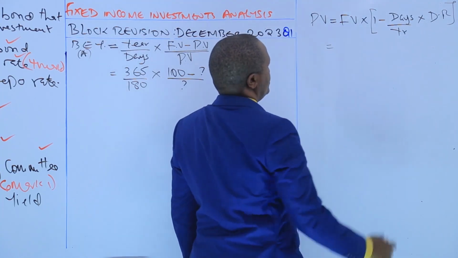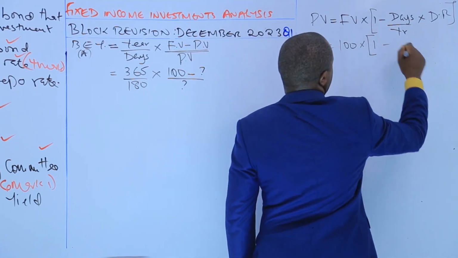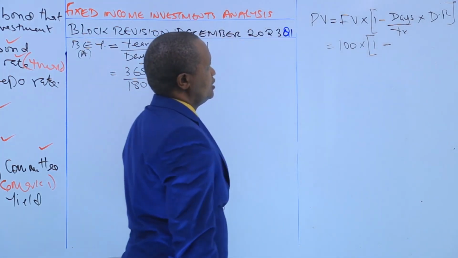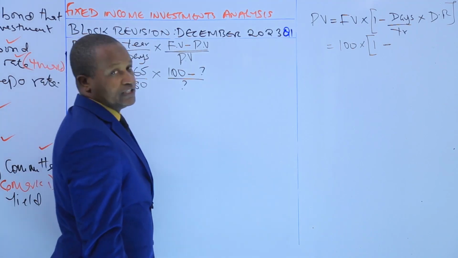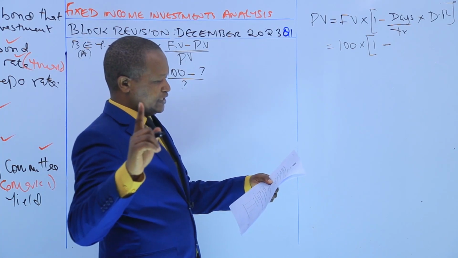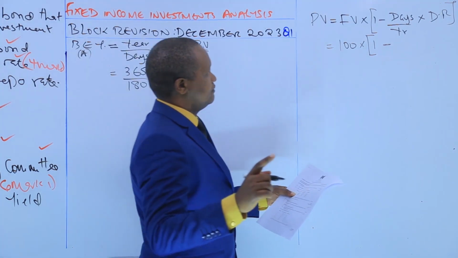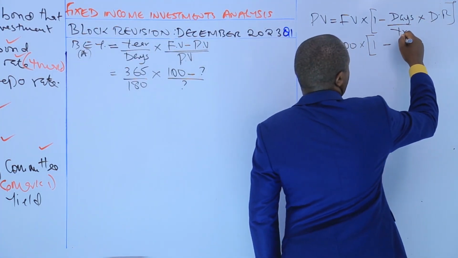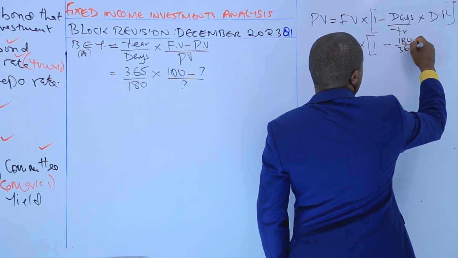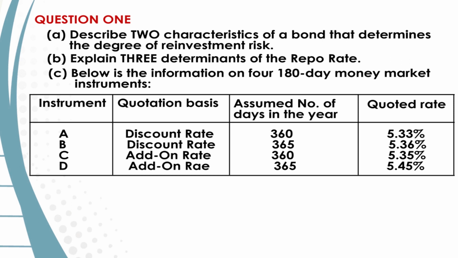Now the future value is 100 times 1 minus days. When calculating the present value, candidates, we use the assumed number of days in the year. So we have 180 over 360 for instrument A, times the DR. The DR, the quoted rate, is 5.33%.